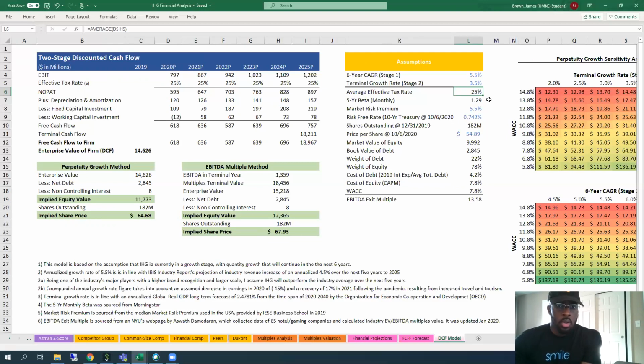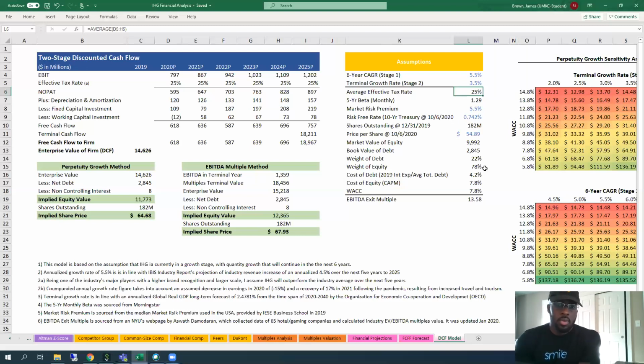I am also pretty confident in my 2.5% terminal growth rate, which is in line with OECD's projected global real GDP long-term forecast of 2.47. In the hotel industry, it has a pretty strong correlation with gross domestic product. When the economy is doing well, the travel industry and the tourism industry is doing well, and then vice versa. And so I would like to stay along with the GDP for the terminal growth rate. And so I feel pretty confident with those growth rates.